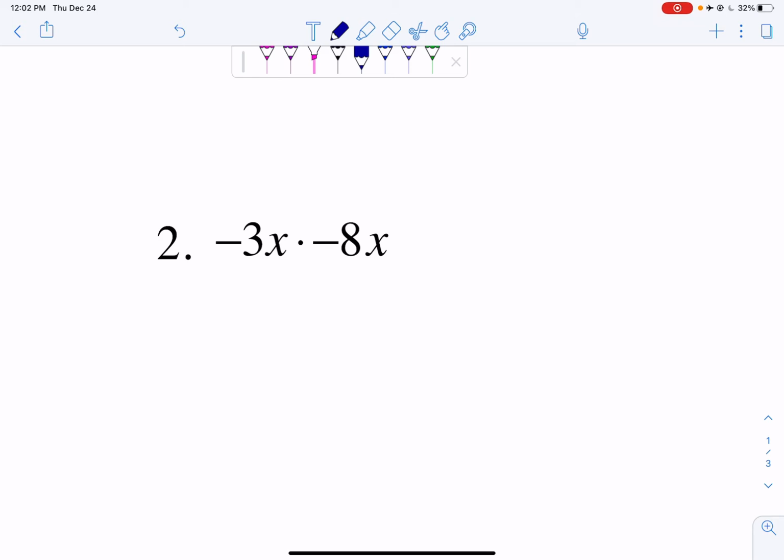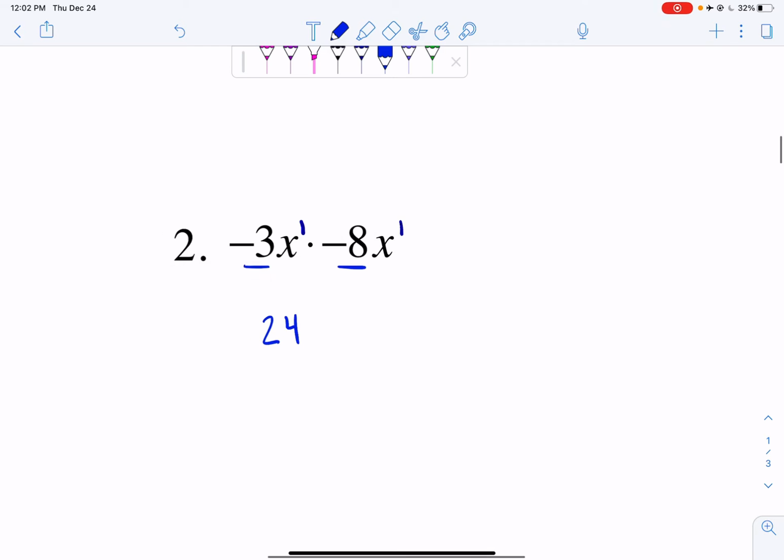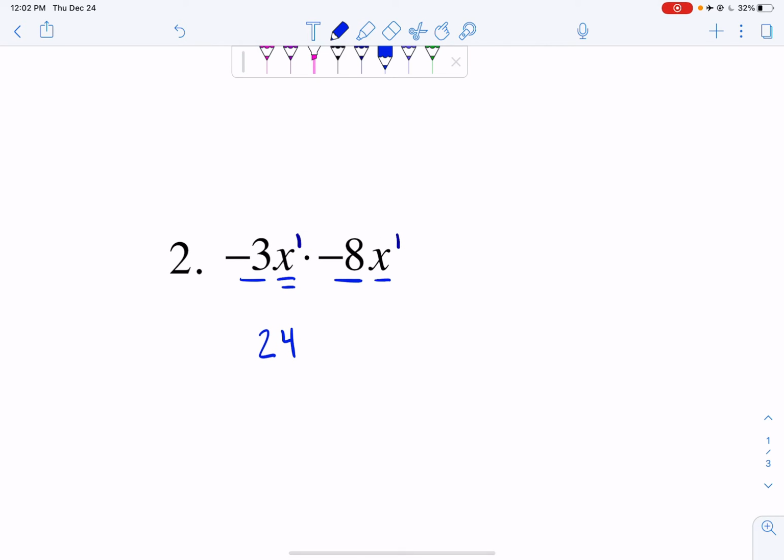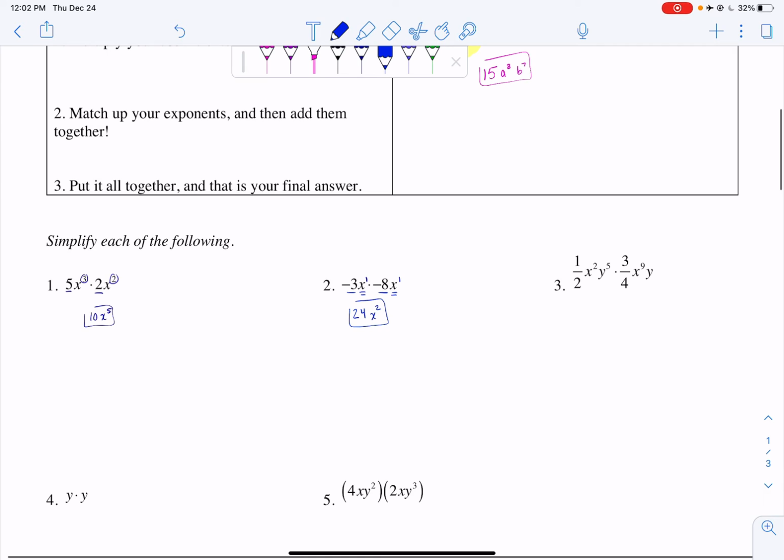This example here, negative 3x times a negative 8x. Here's one thing I want you to do. Every time you just have an x or a y or whatever variable, I want you to put a 1 in its exponent. So I have to ask myself, what's negative 3 times negative 8? Well, a negative and a negative make a positive. So negative 3 times negative 8 is a positive 24. And then I have my base of x. And I just do 1 plus 1, which is 2. So my final answer is 24x squared.